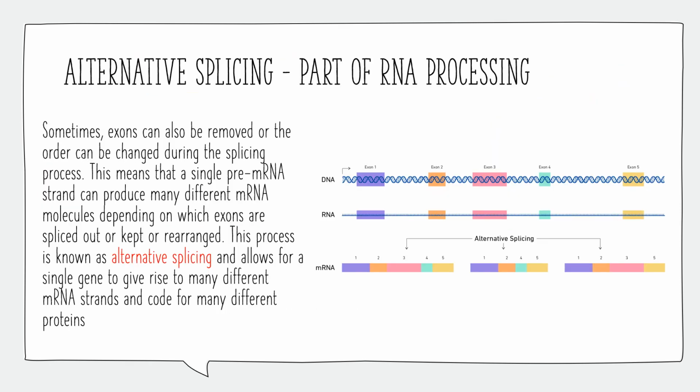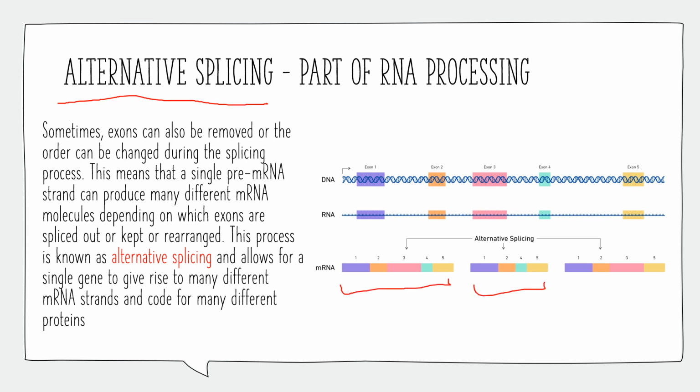What can also happen in RNA processing is this concept called alternative splicing. While we're removing those introns and splicing exons, we can do alternative splicing. Sometimes exons can also be removed, or the order can change during the splicing process. So while we're splicing introns out and splicing exons together, we can do this in several different ways.